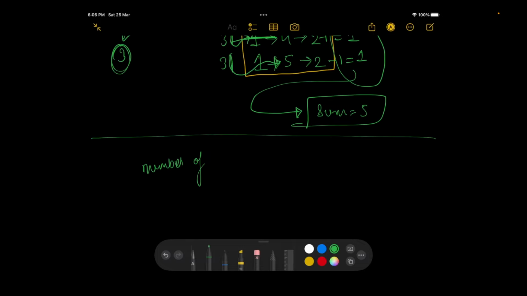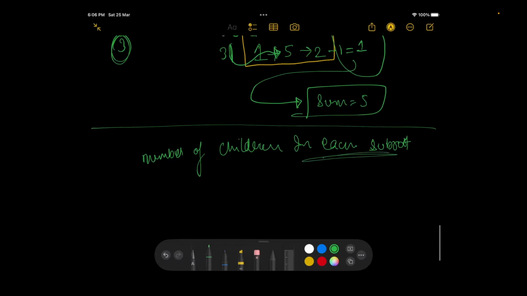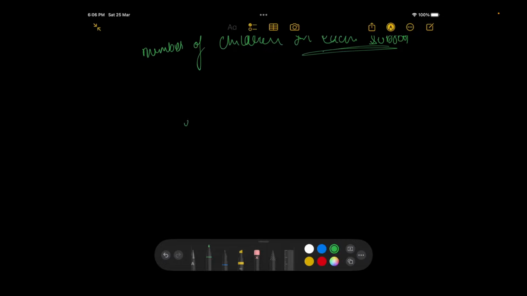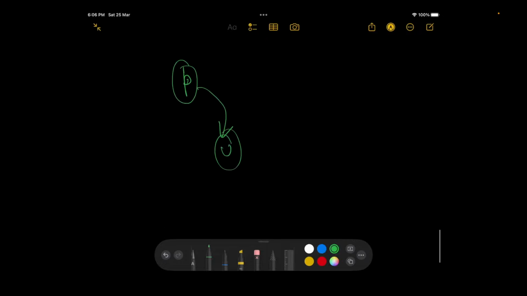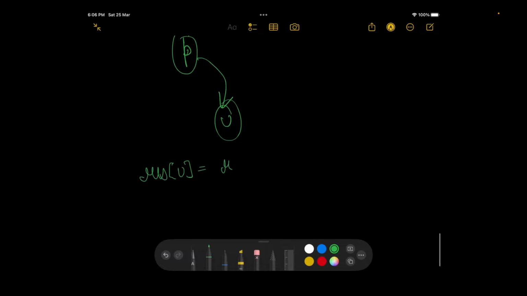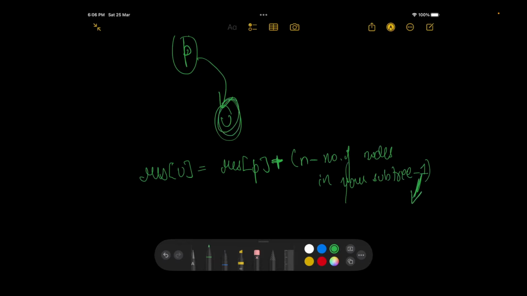So considering that our tree is rooted at a certain root, any root that can be, for convenience we'll take root 1. So the number of children in each subroot can be calculated, right? That can be calculated for each of the nodes in a DFS call. That is easy. Then what I'll do is that if I'm coming from a parent P to a vertex U, then the result of U would actually be whatever the result for P was, plus you'll need to add the nodes that are not in your subtree. So that would be n minus the number of nodes in your subtree, minus 1 because your node also needs to be considered, because your node actually came closer to it.